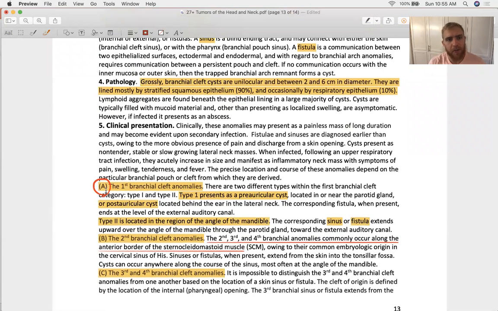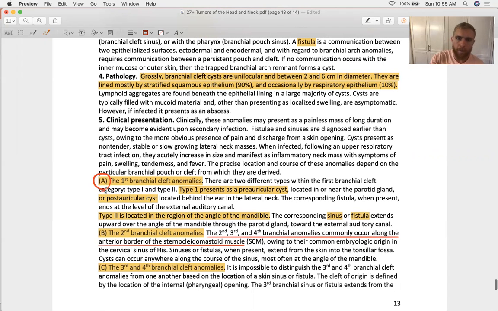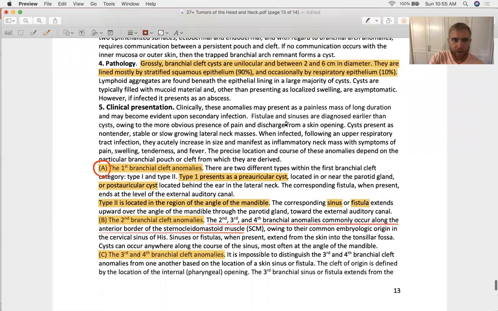The cysts tend to be unilocular and lined by stratified squamous. And what's going to be the internal material of that cyst? Well, if it's pustular, it's going to be neutrophils, although it can just be a normal exudate. Fistulas and sinuses are diagnosed earlier than cysts, owing to the more obvious presence of pain and discharge from a skin opening.